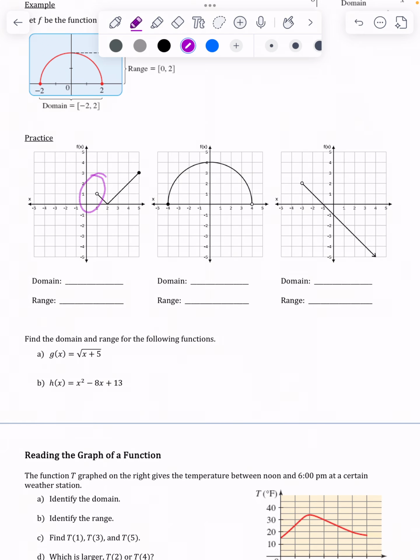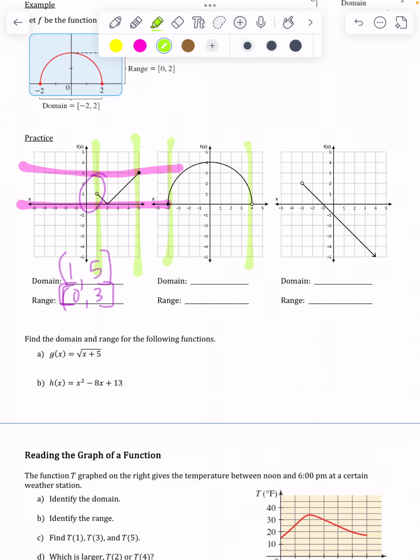Okay, so if I look here, my domain, again, my leftmost value to my rightmost value is 1 to 5. It does not include 1, so I'm going to do a parenthesis, and it does include 5. My range is bottommost point to topmost point. So I'm going to do, let's see, what is that? 0 to 3. It includes 0, so that should be a bracket, sorry. It includes 3. I encourage you to pause the video and try to do these other two.